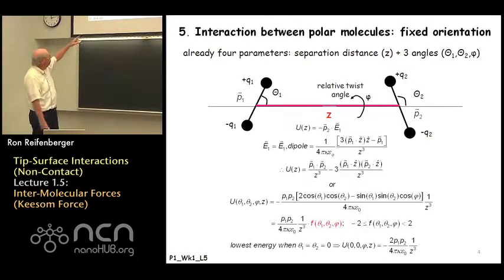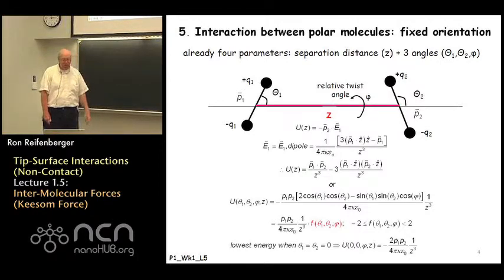You've then got the dipole moments P1 and P2 multiplied by this 1 over z cubed dependence that describes the separation of these dipole moments, one with respect to another. Now, if you look at that red function of theta 1, theta 2, and phi carefully, it's basically a function that varies between -2 and +2.